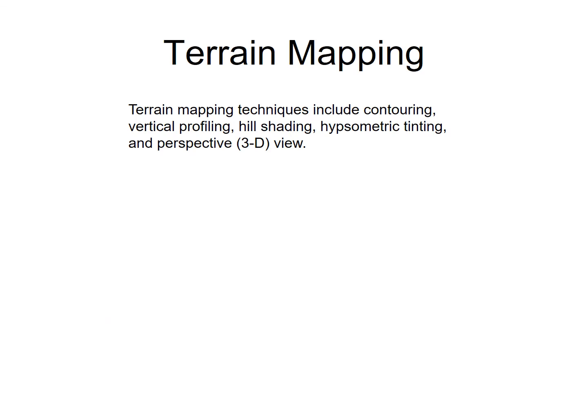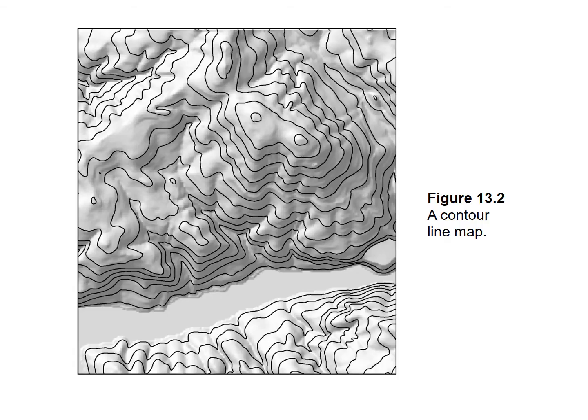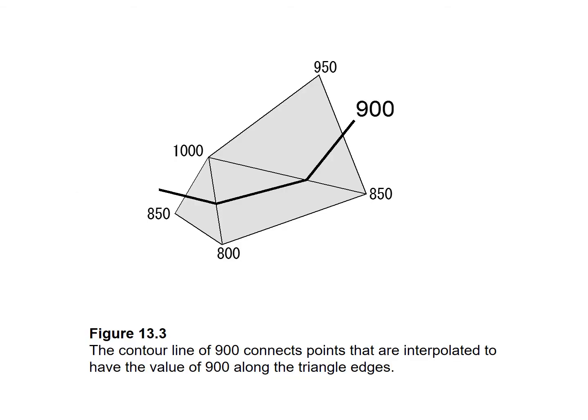Terrain mapping includes contouring, vertical profiling, hill shading, and all those other things we talked about earlier. This is a contour line map. This shows how it works. You've got a line at 900 feet, so wherever your points are, from one elevation to the other, from 850 to 950, it finds the center point, which would be in this case 900, and the next line goes from 850 to 1000. It figures out where 900 should be there, etc., connecting the dots.